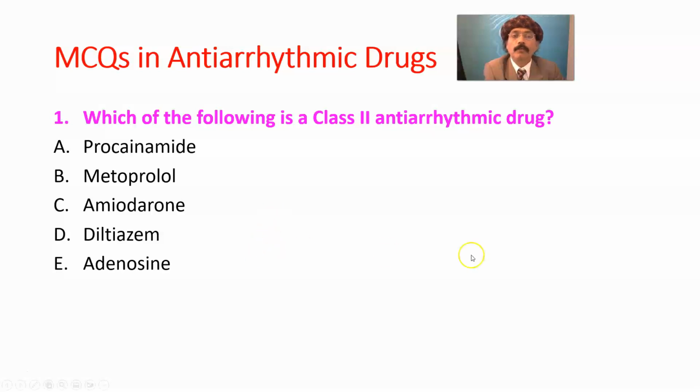Question number 1. Which of the following is a class 2 antiarrhythmic drug? Procainamide, metoprolol, amiodarone, diltiazem, adenosine. Answer should be B. Metoprolol.